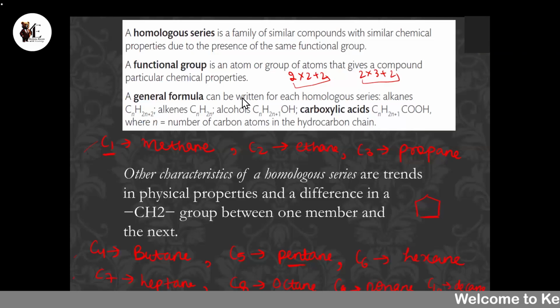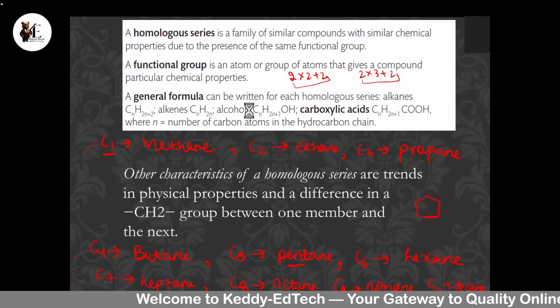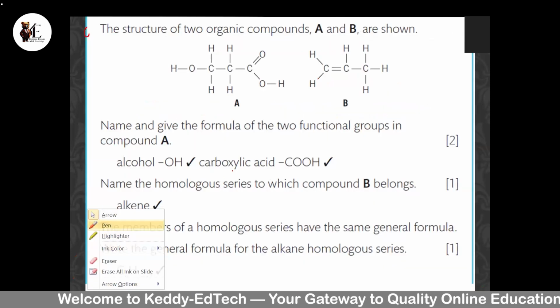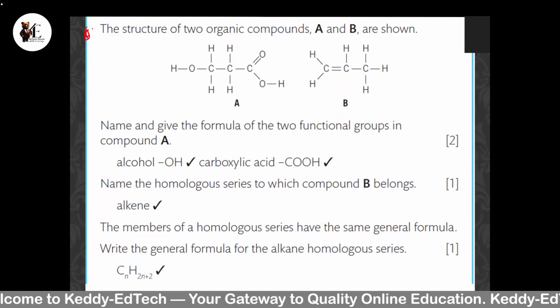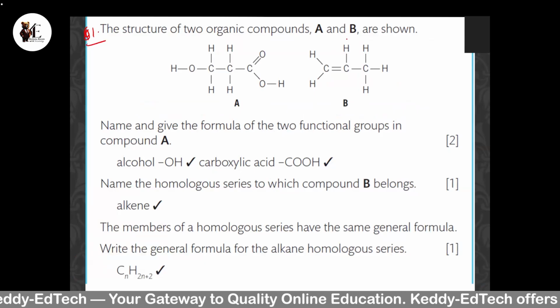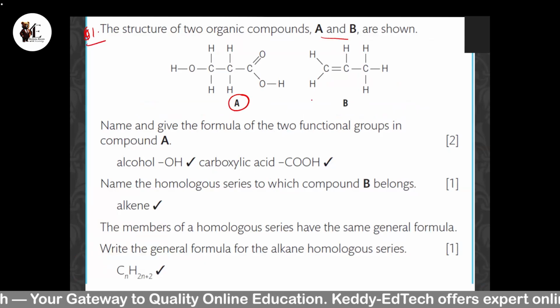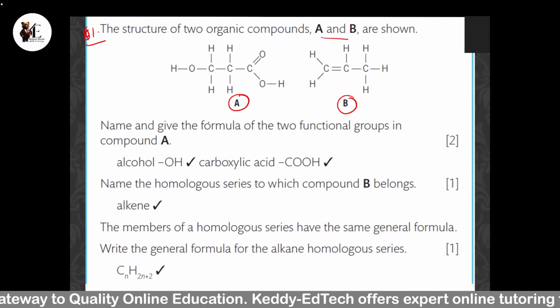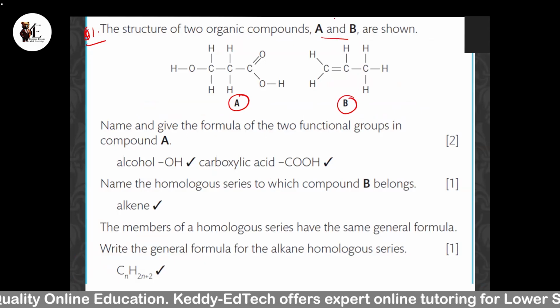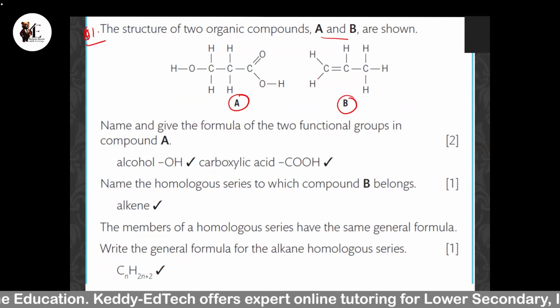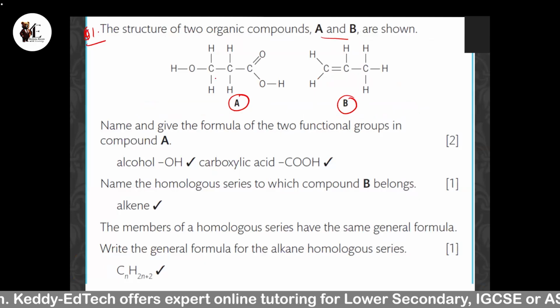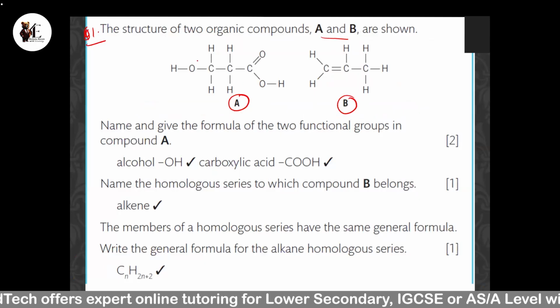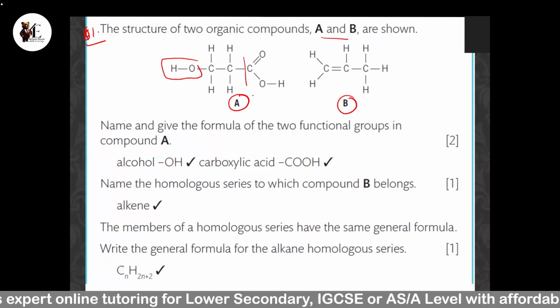Now tell me carbon 2 is? The carbon 2 is ethane. Very good. Now let us solve this question. Question number 1. Structure of two organic compounds A and B are shown. This is my organic compound A, this is my organic compound B. Name and give the formula of two functional groups in compound A. So, two functional groups are present in compound A. One you can see this and one you can see this.